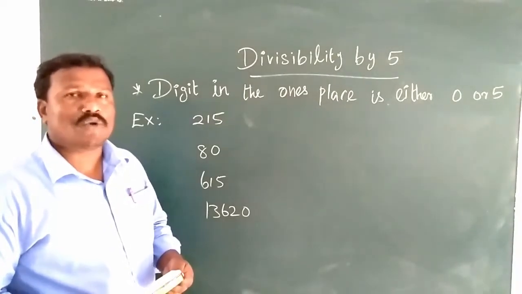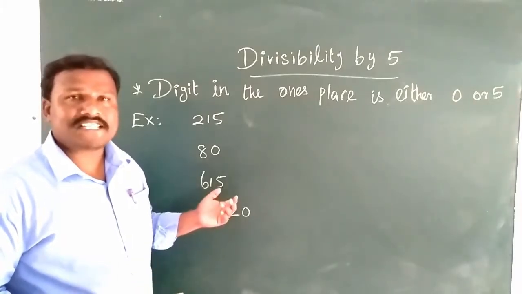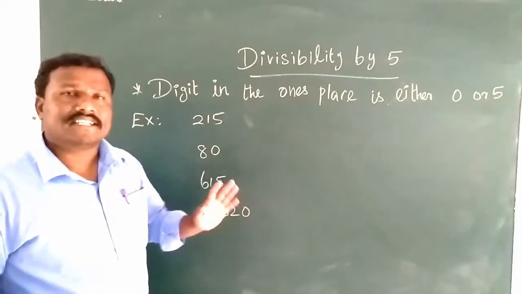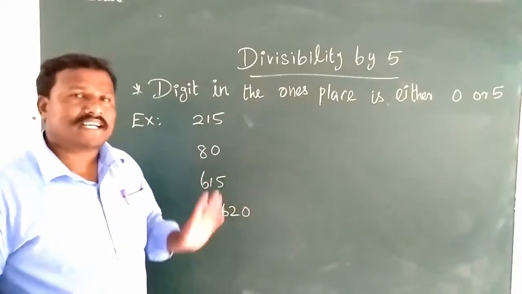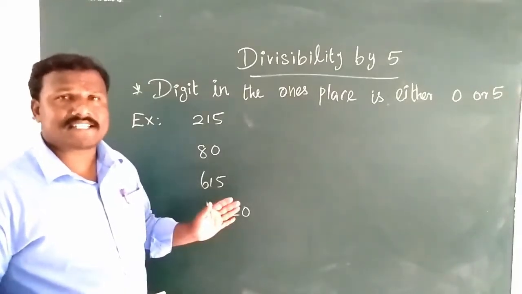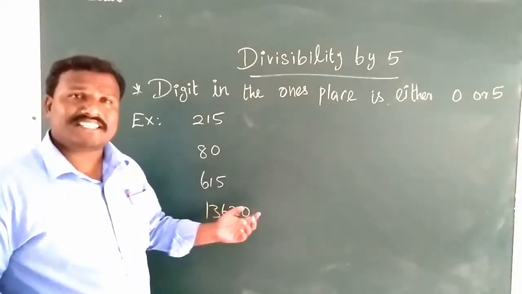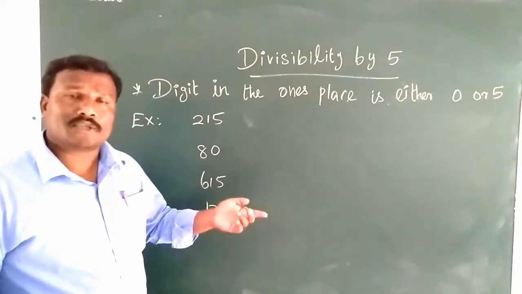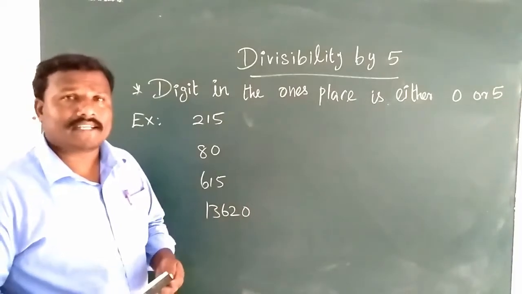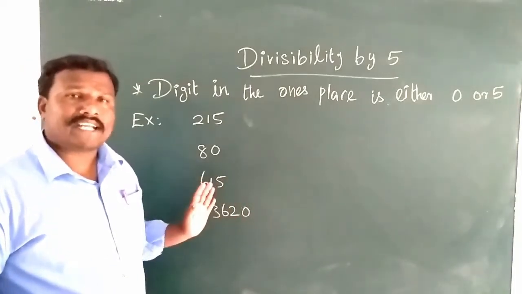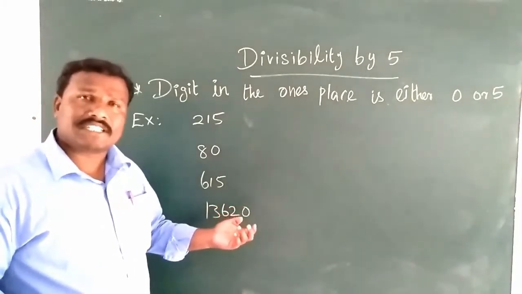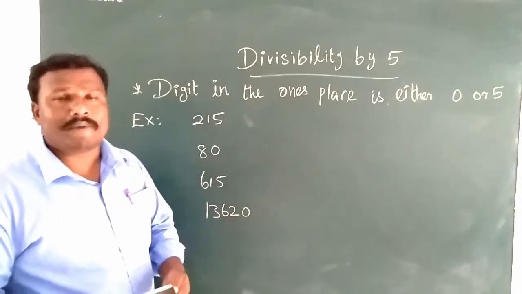So we know the rule of divisibility by 2. If there is 0, 2, 4, 6, 8 in the ones place, that number can be divisible by 2. Then 3: we add all the digits and take the total. If it is a multiple of 3, the number can be divisible by 3. Then 4: take the last 2 digits and divide by 4. If the last 2 digits are divisible by 4, the whole number can be divisible by 4.